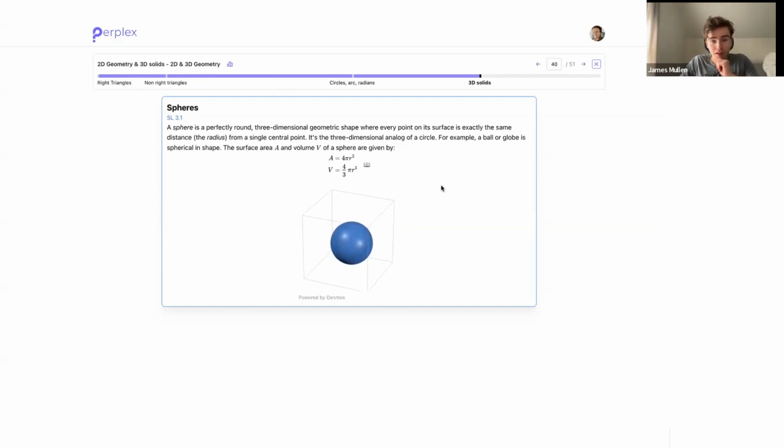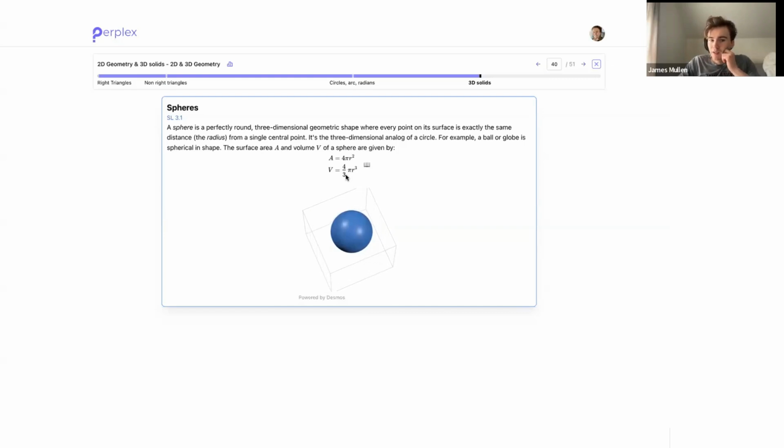So let's start with a sphere, which is just a ball. And you can read its fancy mathematical definition. It's just a perfect ball. And it has a surface area A and volume V, which are given by area is 4 pi r squared, and volume is 4 over 3 pi r cubed.